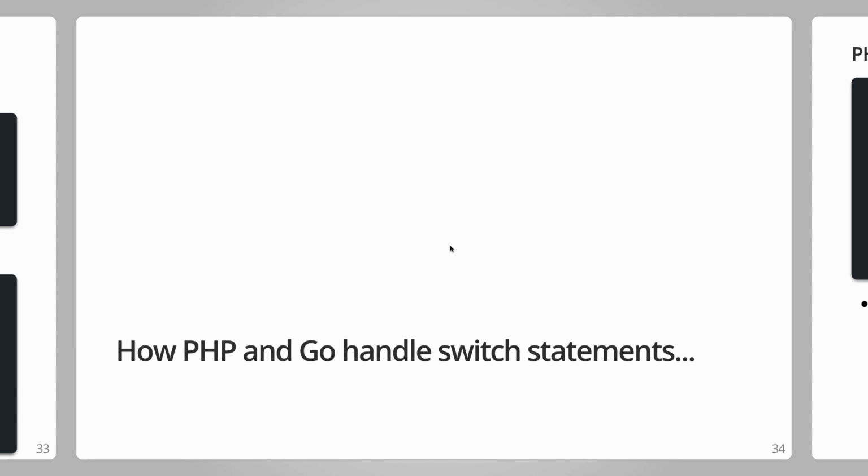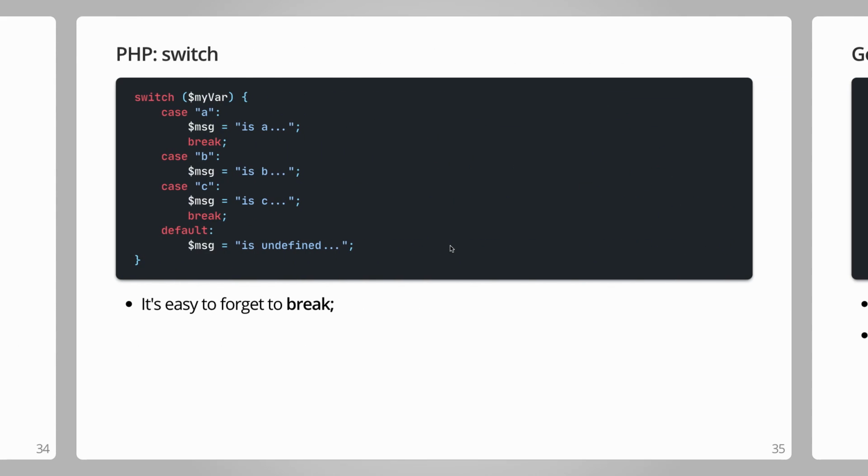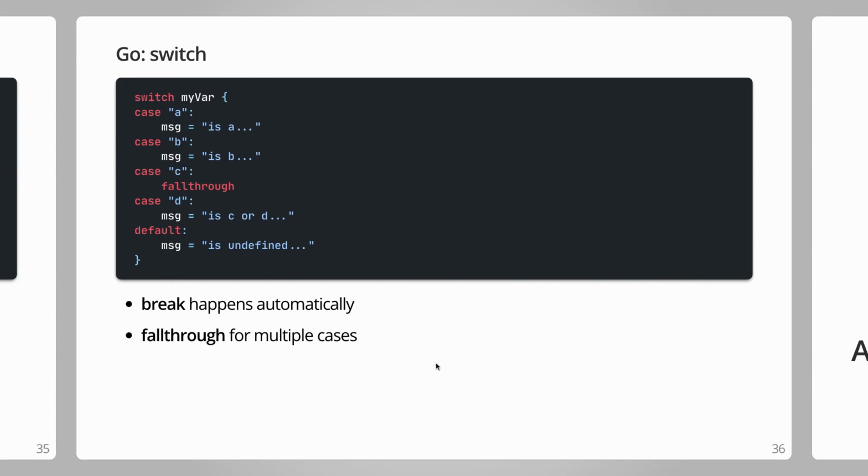How Go and PHP handle switch statements. So this is just a small one to illustrate that the Go authors have been putting a little bit of thought into the language when designing it. So in PHP, when you forget to break in a switch statement, so for example here in case B, things might not behave like you would expect. But in Go, however, they turned this whole thing upside down. Break everywhere, except if you don't want it to, like here with the fallthrough keyword.